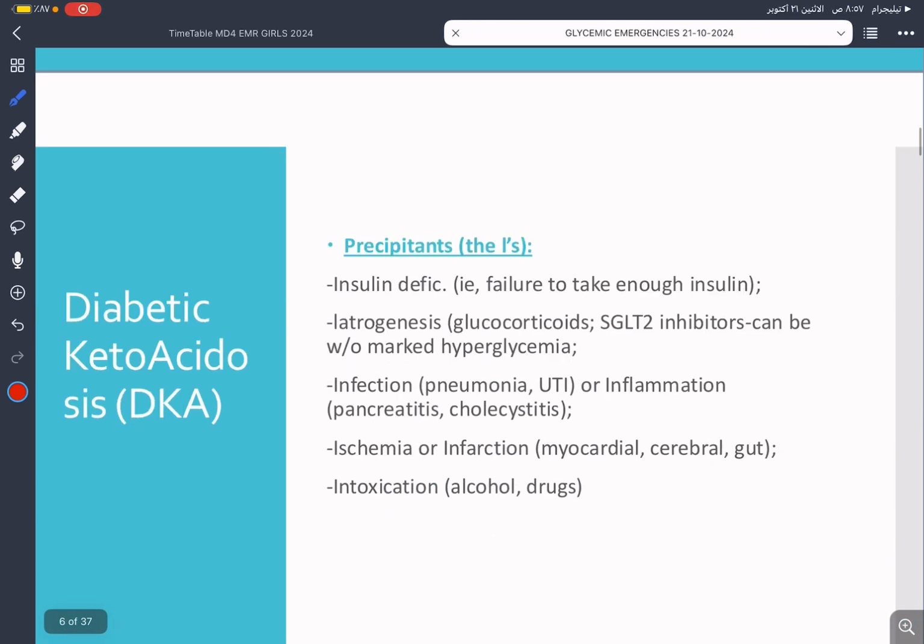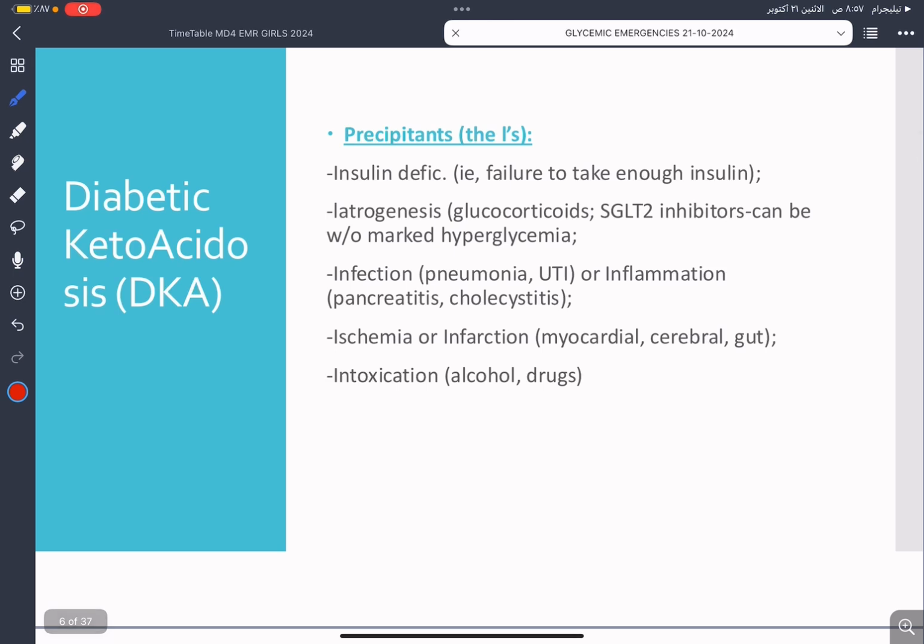Okay, what are the causes or precipitants of DKA? Most common is a type 1 diabetes patient who missed his insulin dose. This is the most common. Or he's not compliant to the diabetic diet. What other causes other than a missed insulin dose? Infection, either UTI or pneumonia, can exacerbate the DKA. What else? Alcohol intoxication, excellent.